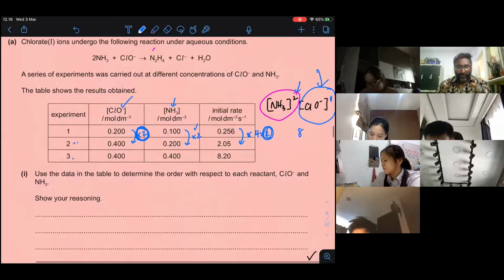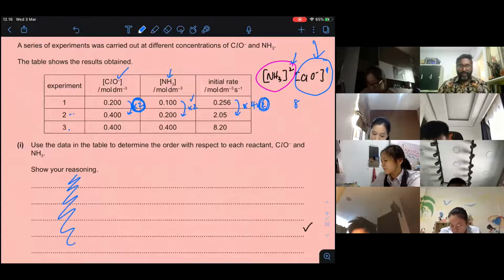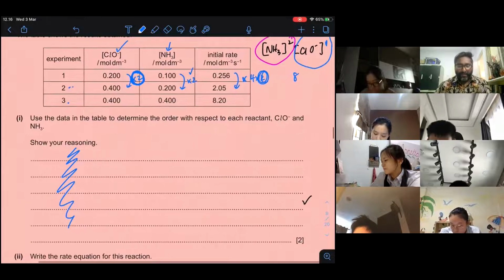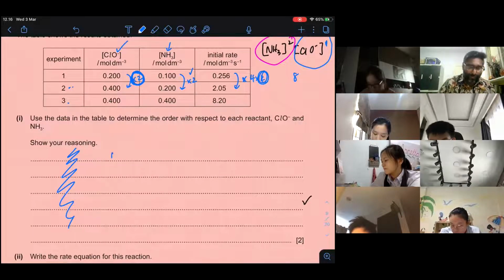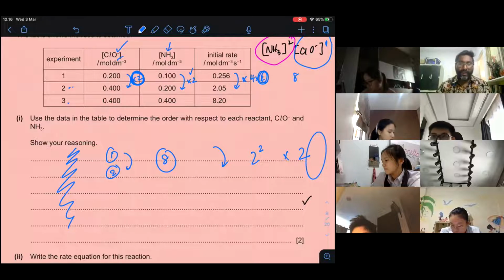The reasoning, please use whatever way that I did just now. You need to show the working over here. Explain experiment 1 to 2. When I do this, this is going to be 8. So when I double, this is going to be 2 to the power of 2, you mentioned, and then it must be double also. So therefore, I know that this ClO minus is going to be first order.